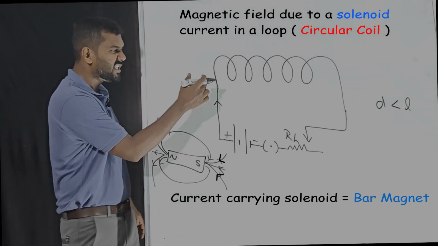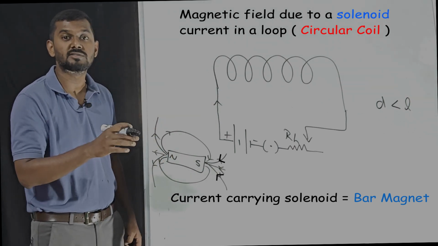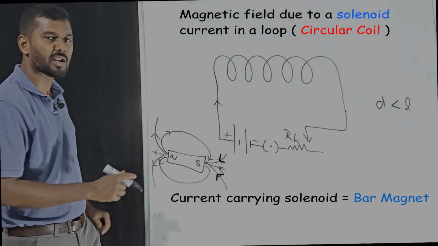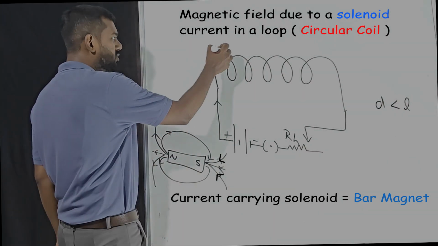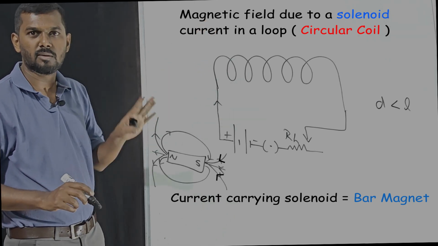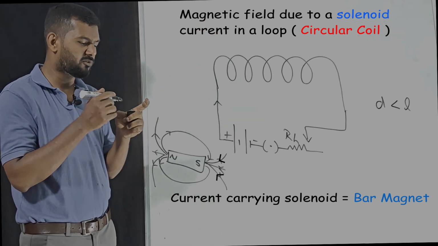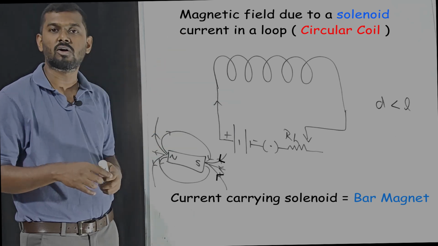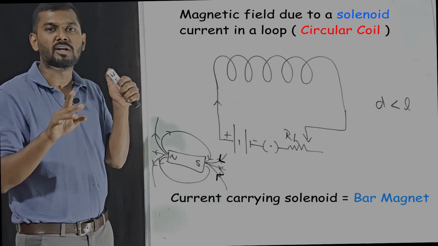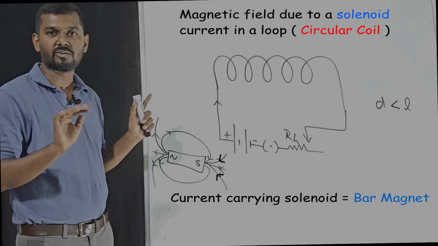Okay, so this current carrying solenoid behaves like a bar magnet. Keep this in mind. If you know this one, you can write this easily. When the current flows in this direction, one end will become north and the other south. How to identify which is north and which is south, we are going to learn in the next slide. For now you need to understand the direction of the magnetic field, that's it.